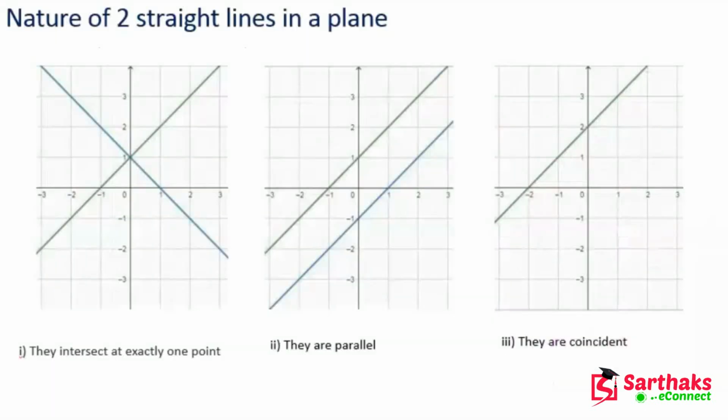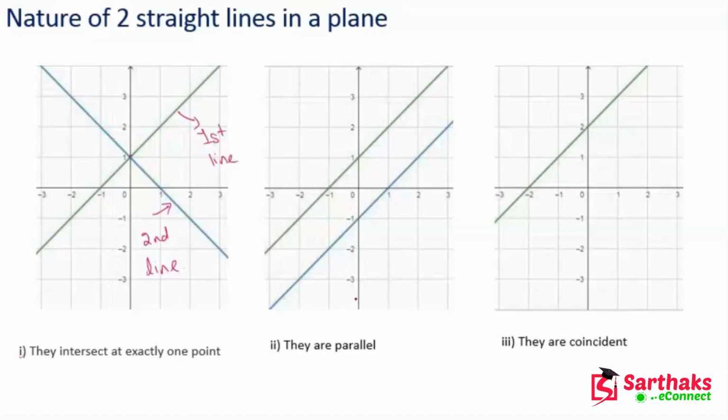The nature of two straight lines in a plane. There are three conditions when we plot two straight lines on the graph. What are these conditions? The first condition is that they intersect at exactly one point. Let's suppose this is our first straight line and this is our second straight line. These two lines intersect at exactly one point, so we can say that there is only one solution.